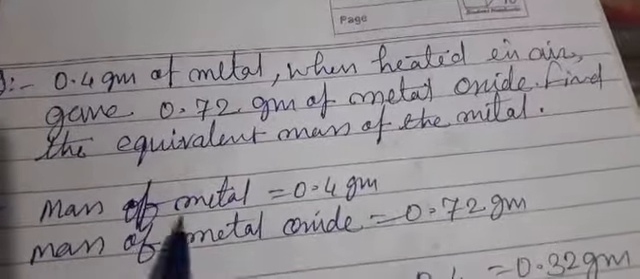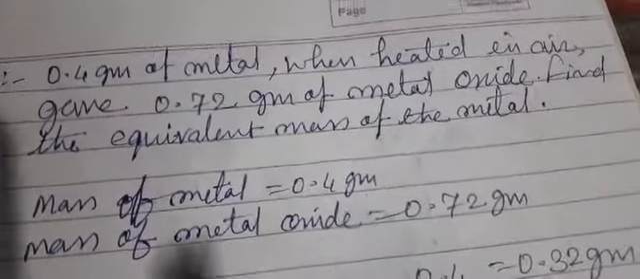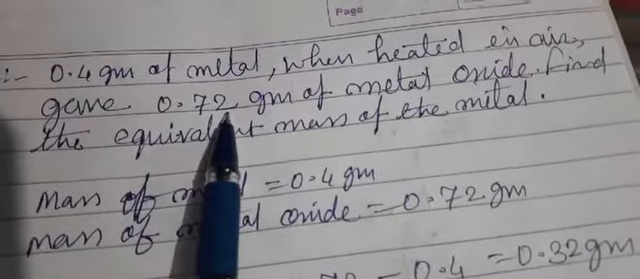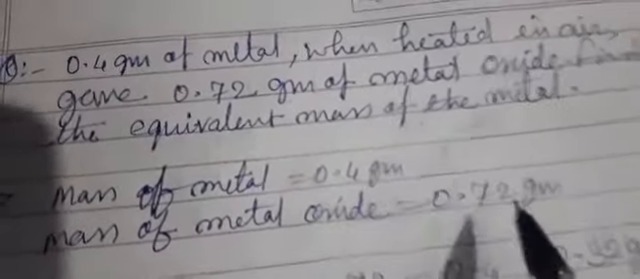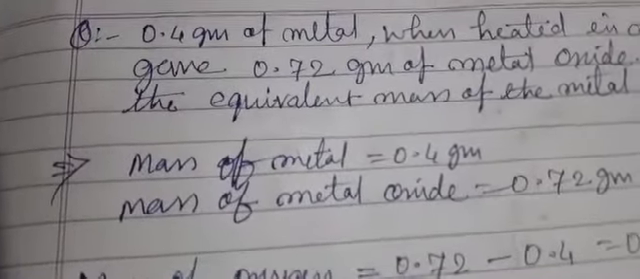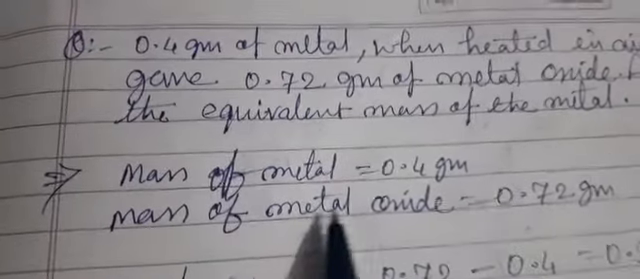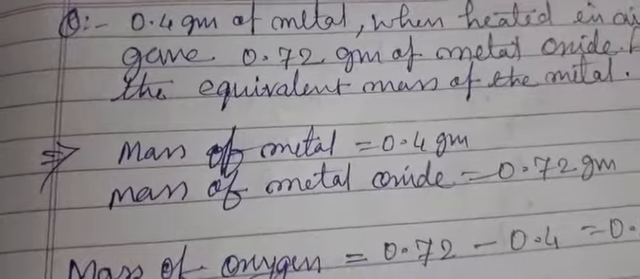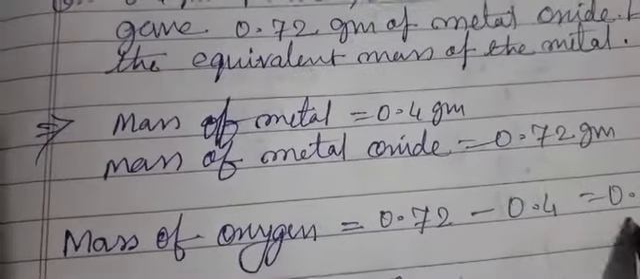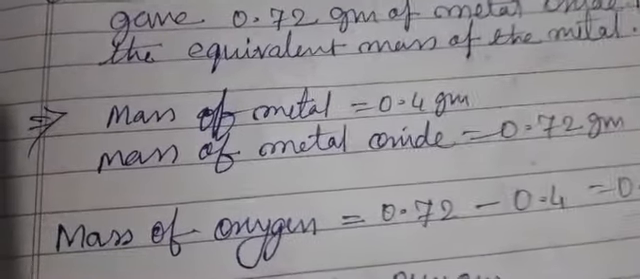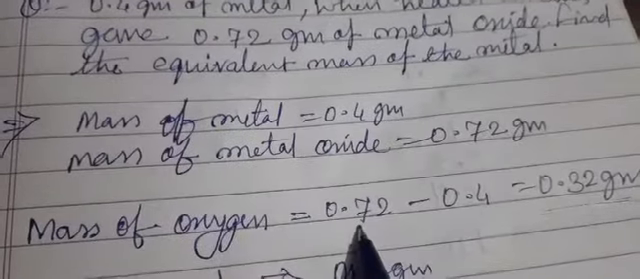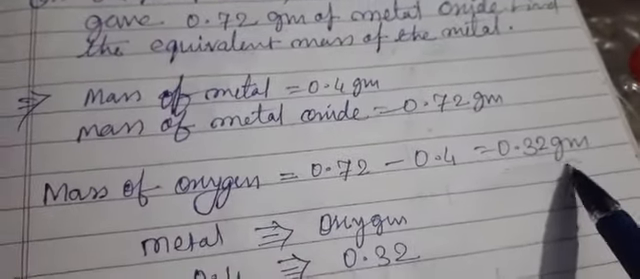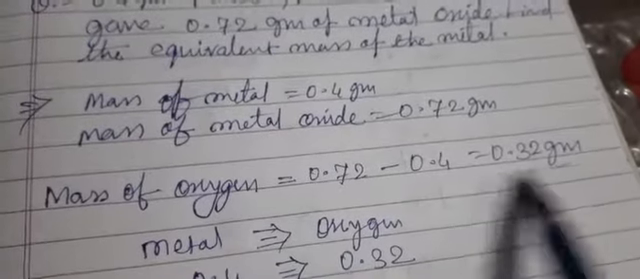So we know the mass of the metal, how much? 0.4 gram. The mass of metal oxide is also given in the question, that is 0.72 gram. So what would be the mass of oxygen? The mass of the metal should be subtracted from the metal oxide, so as to get the mass of oxygen. This is the mass of metal oxide minus mass of metal. So how much are we getting? 0.32. So this is the amount of oxygen.